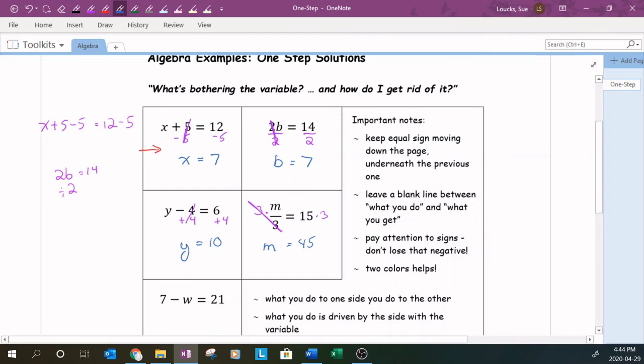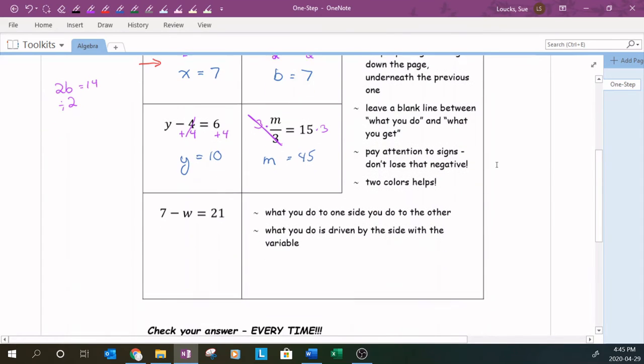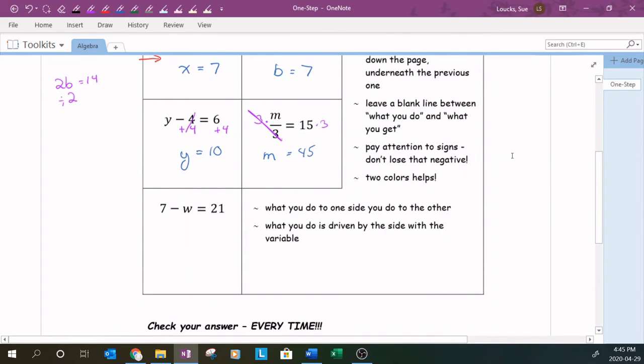Okay? Okay. Next one is this: 7 minus w equals 21. So this one, if you look at this and you go, okay, what's bothering the variable is the 7. How's it connected by subtraction? So I'm going to subtract 7 on each side. Or I'm going to add 7 on both sides. Now that's not going to work because this question actually has a negative w in it. It's got a minus w.